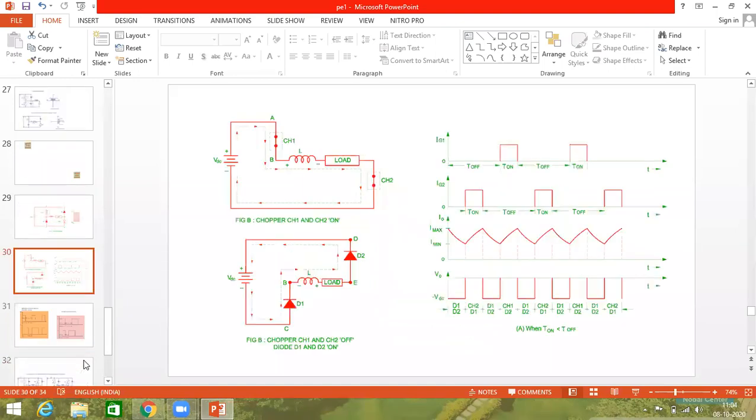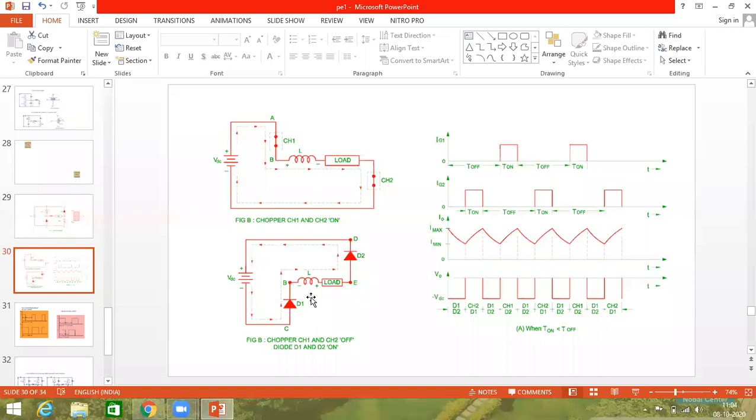So for your understanding of the nodes, I've just mentioned, see case 1, both choppers are on, yes or no? And this will be the circuit. In the examination also you can draw the same circuit. From supply to the chopper, the inductor energizes.